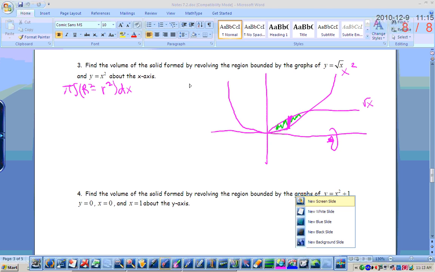Okay, now big R. The way that you define big R goes from the top of the figure to the axis of revolution. So big R would go from the top of the figure to the axis of revolution.